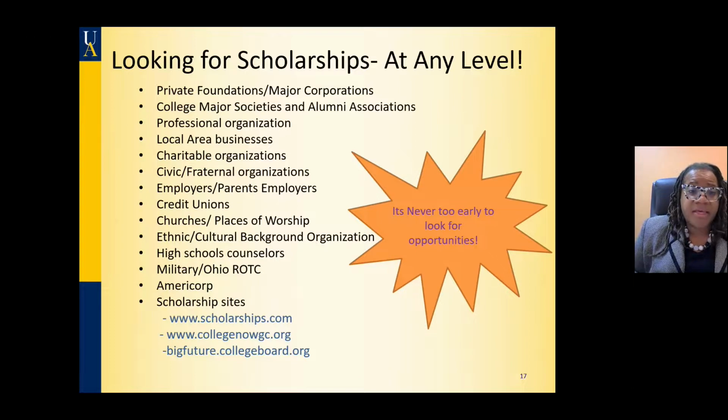If you have a place of worship, again, they offer some types of scholarship opportunities, so definitely check into them. I say parent and/or student employers. Sometimes as part of their human resource or benefits package, they have scholarship opportunities. I've even seen grandparents' employers, even if they're retired. So not only their descendants, but their descendants' descendants sometimes can apply for different scholarship opportunities. Of course, ethnic and cultural background scholarships are available. And also there are many students who do look at military, so ROTC, Ohio National Guard, for scholarship opportunities to help with funding education. There are public websites that you can go to look for different scholarships.